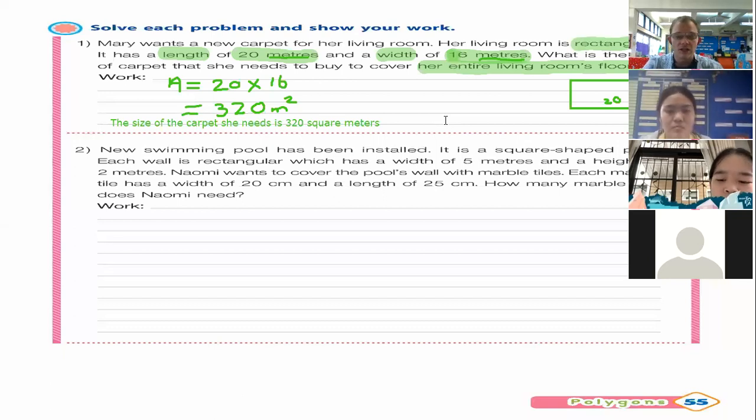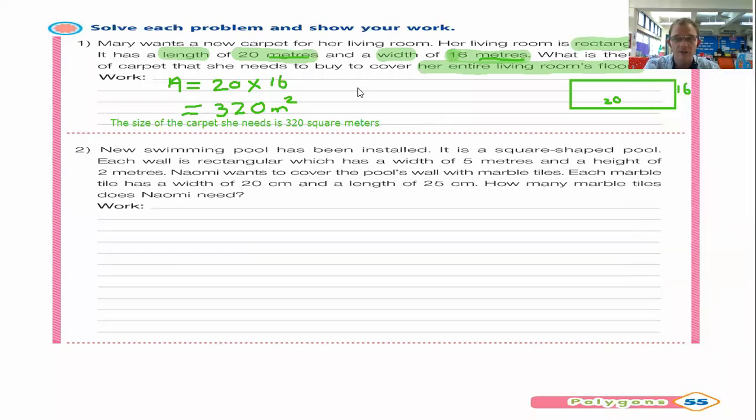This one I also want us to do together. So we'll do a couple together, but today we will finish off with this chapter. So we will have a little bit of homework to do. So let's read number 2. First we read before we mark, and then we come back to read it again. So number 2, the swimming pool has been installed. It is a square-shaped pool.